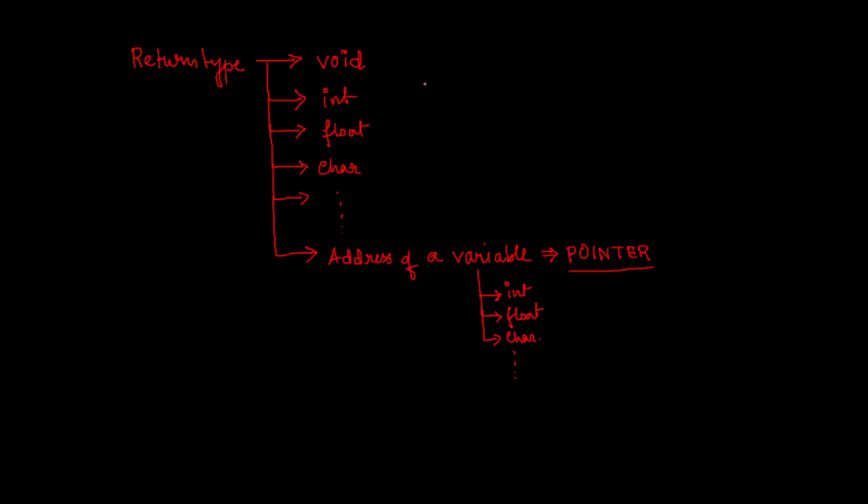But remember one thing: if you don't have anything to return, then simply you can say the return type of the function is void, blindly. And if there is anything to return, then you have to decide the data type of the variable that you are returning. Okay, and depending on that you have to decide the return type of the function.